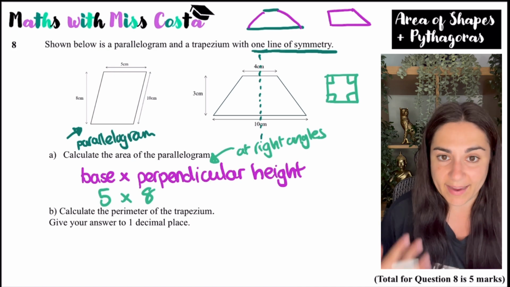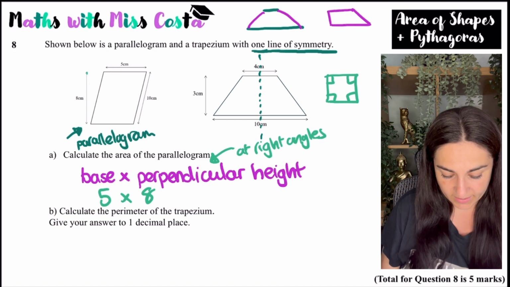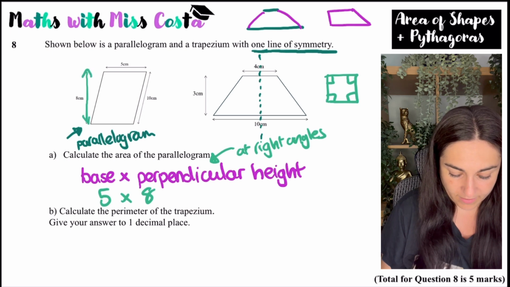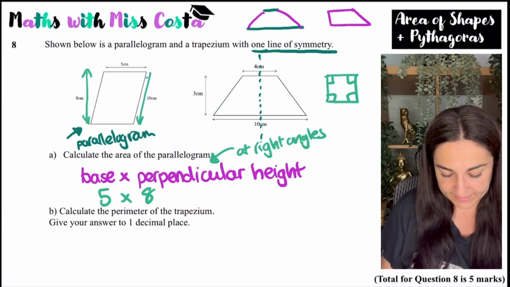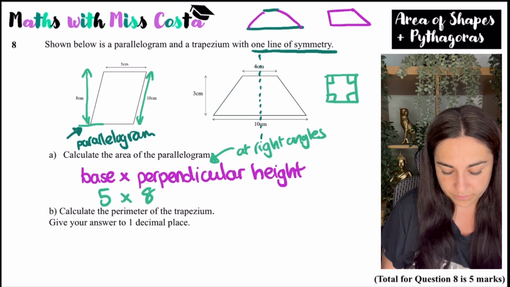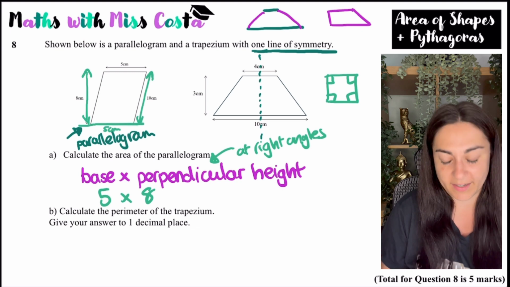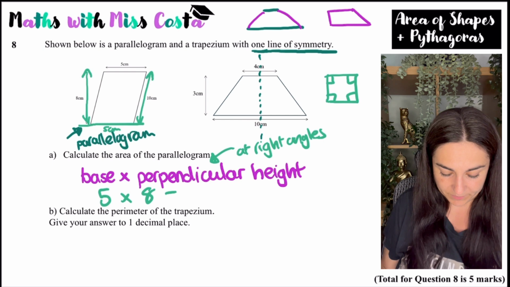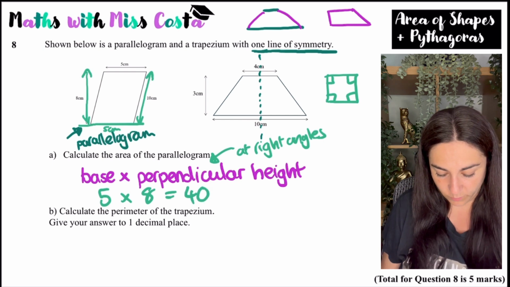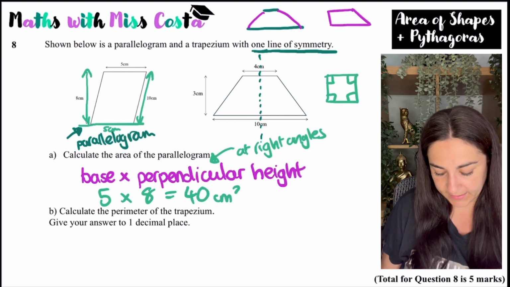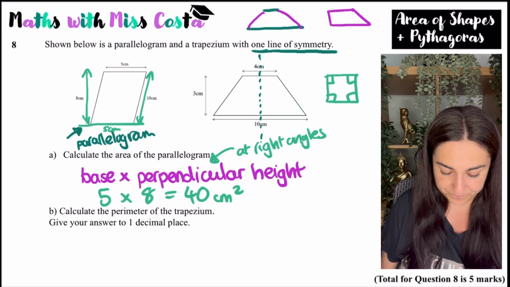Basically, never use the diagonal side, use the vertical height. In this case, this is straight up vertical. This one is a diagonal height. And the base would appear here as well. It's a parallelogram, so opposite sides are equal. So 5 times 8 is 40, and its area, so I'm going to write centimeters squared.